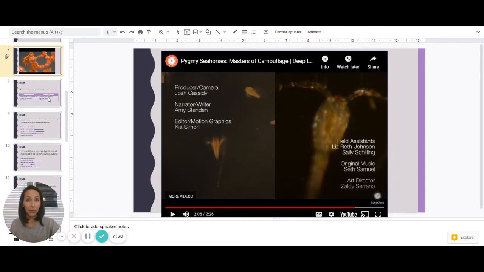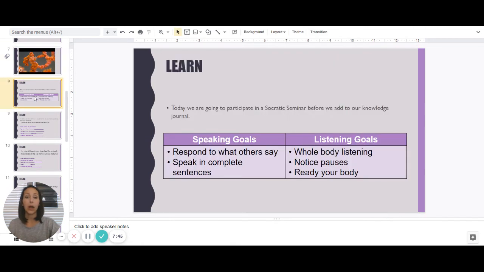All right, so now we are moving on to our Socratic seminar question. And just a reminder, our speaking and listening goals. We've talked before about trying to speak in complete sentences so that the person we're speaking to can clearly understand what we're trying to say, right? We want to be able to communicate successfully so that people know what we're saying, what we're thinking, what we need, what we want through our communication and our speaking.